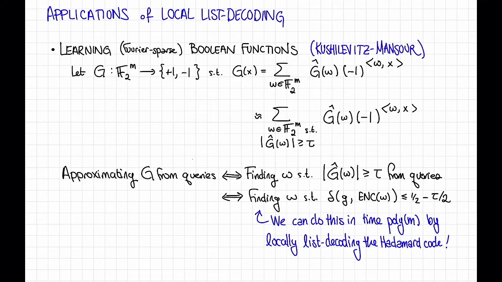In the context of learning Boolean functions, the algorithm that we saw earlier for locally list decoding the Hadamard code is called the Kushilevitz-Mansour algorithm. But this is just one application of local list decoding. There are several others. I'm going to erase this discussion here so that I can list a few more.